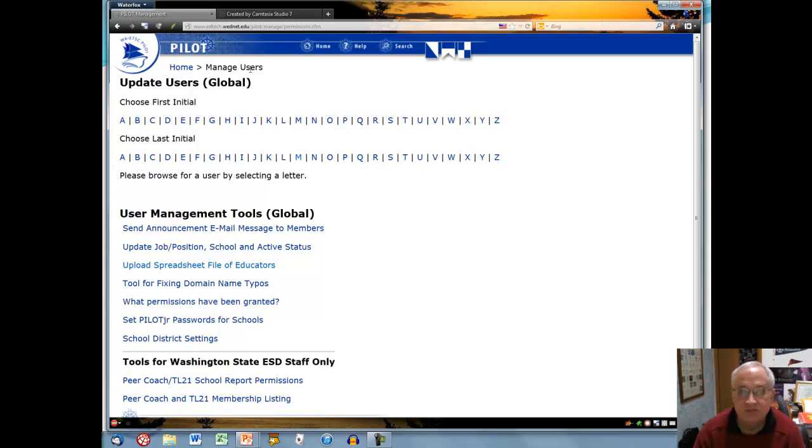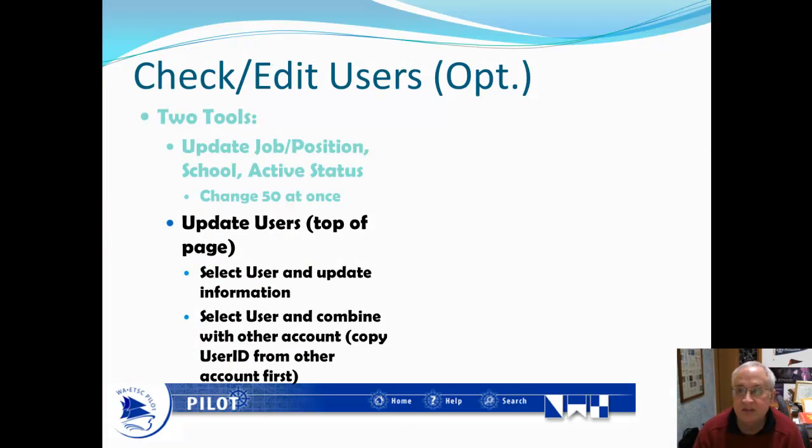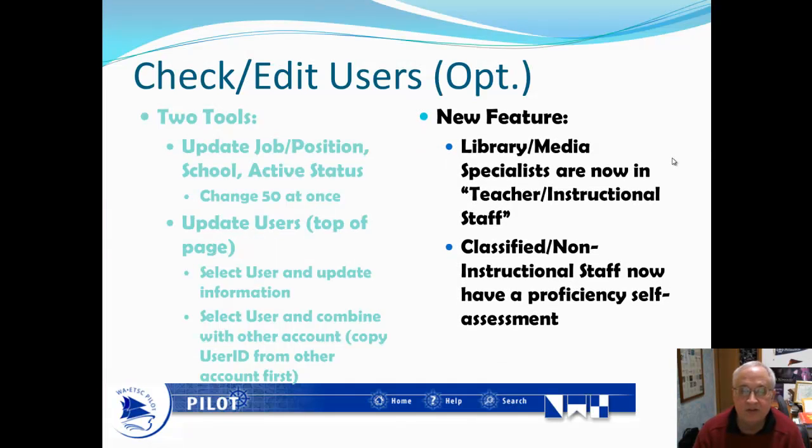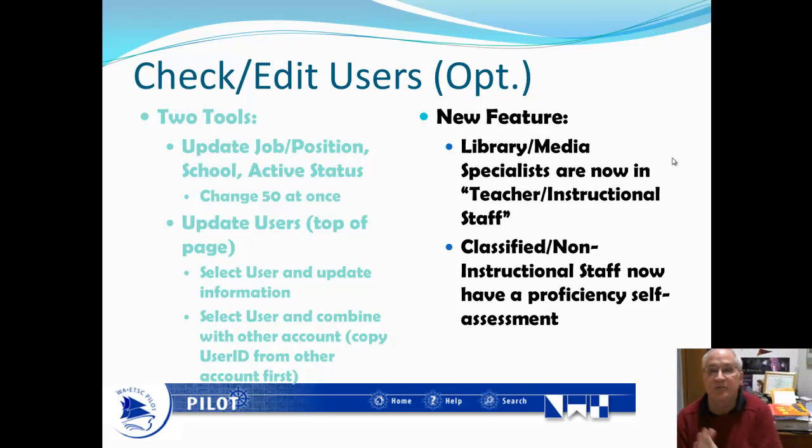All right. So that's pretty much how you can edit and combine accounts individually using the string of letters up here. The last tool we're going to talk about, or actually I'm going to mention at this time a couple of new features. One is that in the past we've had library media specialists as a unique job type, and they are now combined in teacher and instructional staff. There were reasons why they had to be separated due to reporting requirements for the federal government. Those requirements have gone away, so it doesn't make much sense to have them be a separate category.